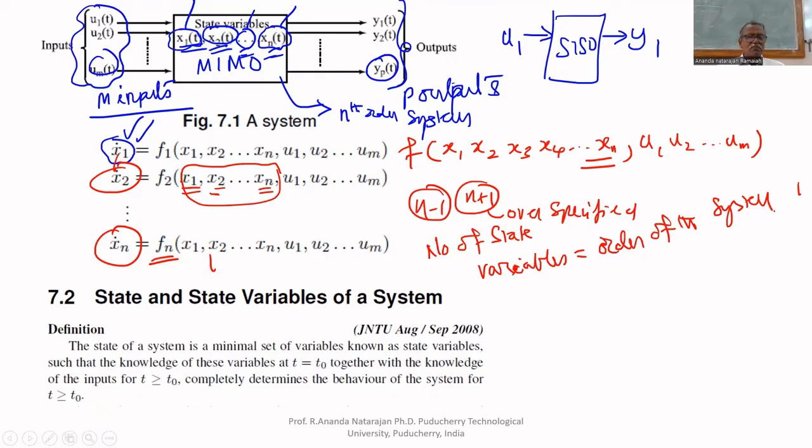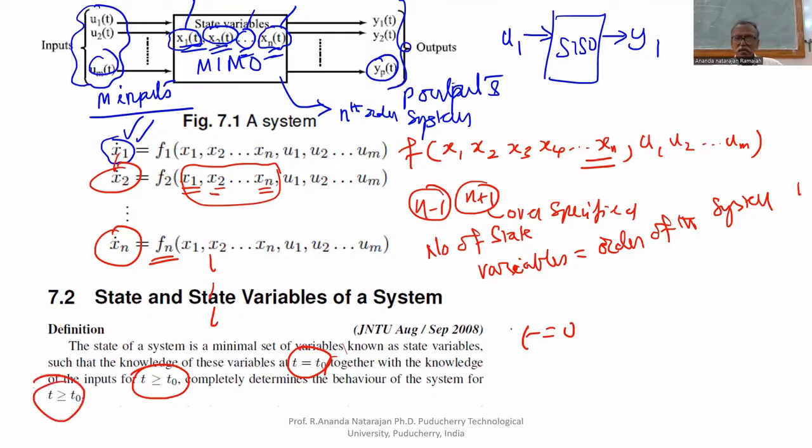The state of the system is a minimal set of variables, n variables, such that the knowledge of these variables at t equal to t naught, the initial time, together with knowledge of the inputs at t greater than or equal to t naught, completely determines the behavior of the system after t greater than or equal to t naught. No need to take t equal to 0. In the transfer function model only we have to take t equal to 0.